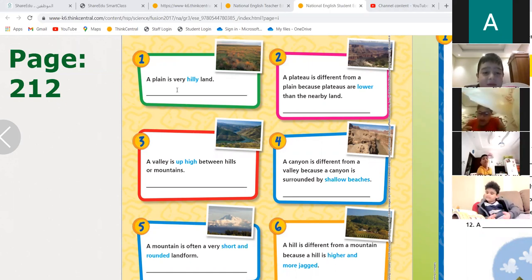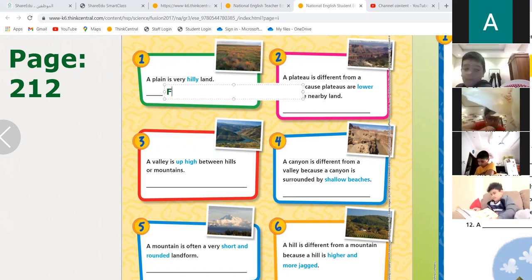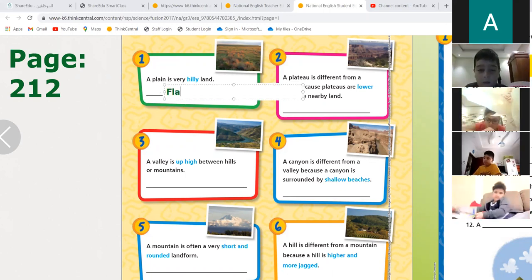Let's read number one, Faris. A plain is very hilly land. Is it very hilly? Of course not. So can you replace the blue word instead of hilly? A plain is what? Look at the plain. Flat. Yes, that's right. Well done, Faris. Flat.